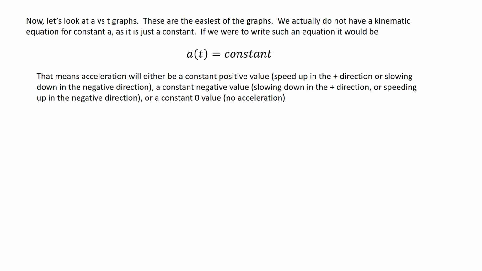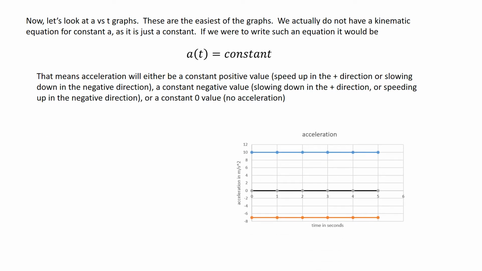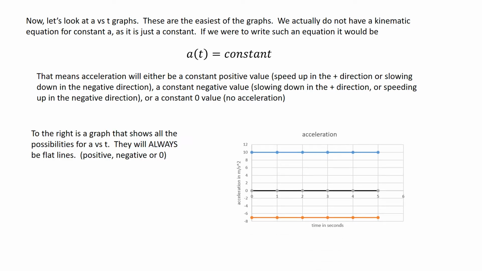That means you're speeding up in the x direction or the positive direction, or slowing down in the negative direction. You can have a constant negative value. That's slowing down in the positive direction or speeding up in the negative direction, or a constant zero value, meaning you're not speeding up or slowing down at all. This graph is just going to be straight lines. So to the right shows you what the graph looks like. It's always, always going to be flat lines. The blue line is a positive acceleration. The orange line is a negative acceleration. The black line is a zero acceleration.